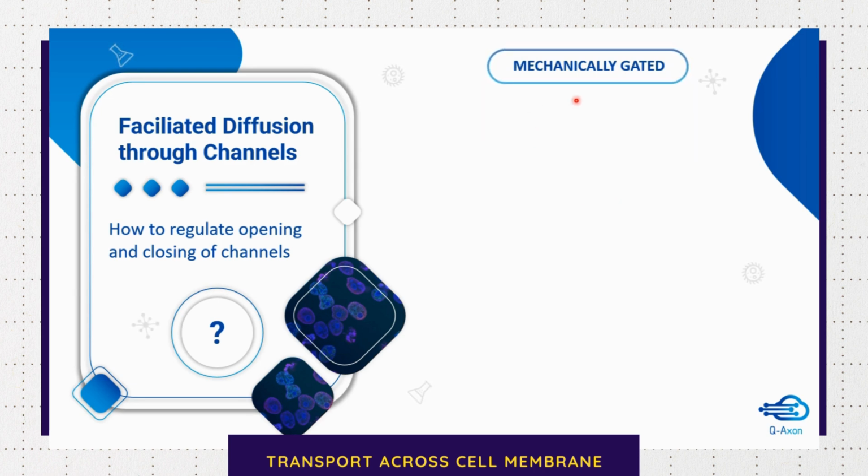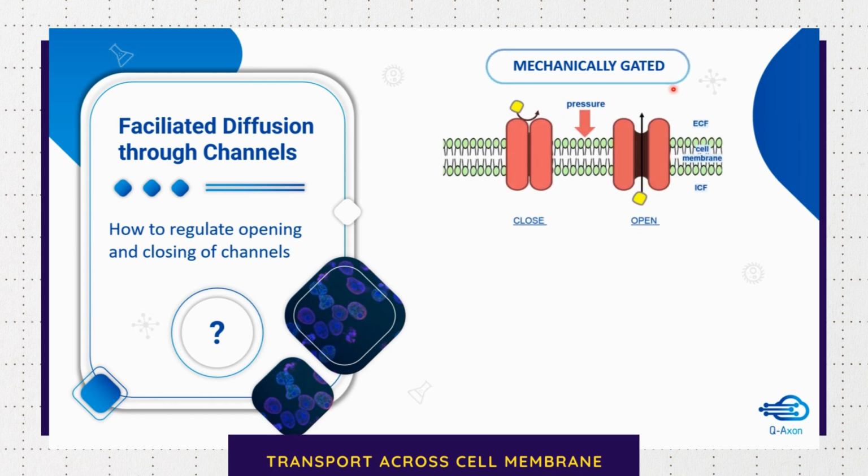Then other types of channels are mechanically gated channels. Suppose there is some stress on the wall, that is the cell membrane, then these channels will open. One example is hair cells in the cochlea, where there is a sound pressure wave, and it causes the movement of the membrane over these hair cells, then these hair cells move and they have channels which then open. So, this is an example of mechanically gated channels.